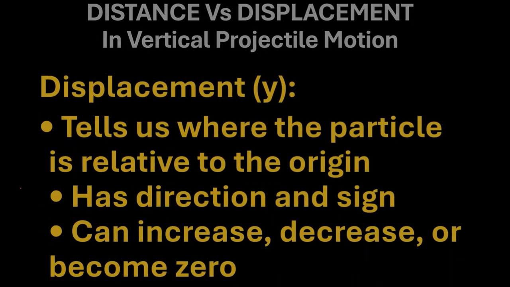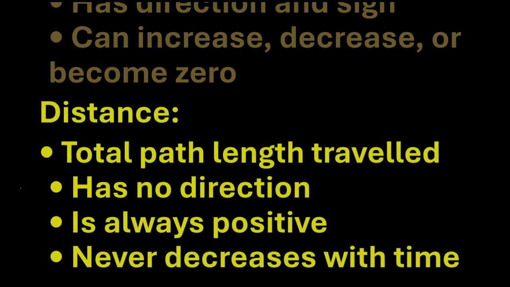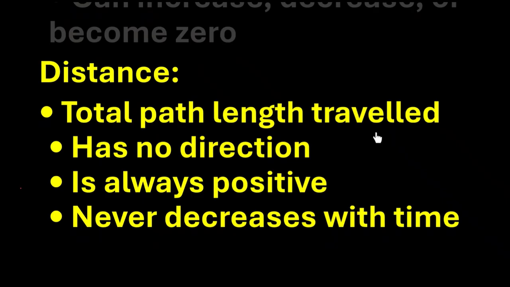Now coming to distance versus displacement in vertical projectile motion. What is displacement? We know that displacement tells us where the particle is relative to the origin, the position. It has direction and sign. It can increase, decrease, or become zero. Correspondingly, distance is the total path length traveled. It has no direction. It is always positive. It never decreases with time.